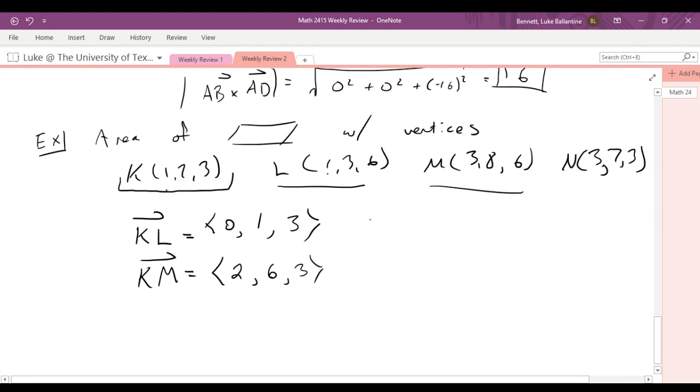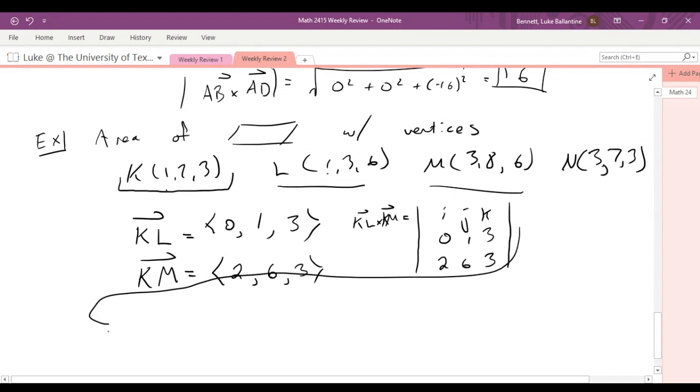Now I just need the magnitude of the cross product of these 2 vectors. So let's first calculate the cross product. KL cross KM is equal to, we have i, j, k, 0, 1, 3, 2, 6, 3. All right, this is equal to I times a 2 by 2 determinant. What's going to be this 2 by 2? What are the entries for this 2 by 2 determinant? Read first row, second row.